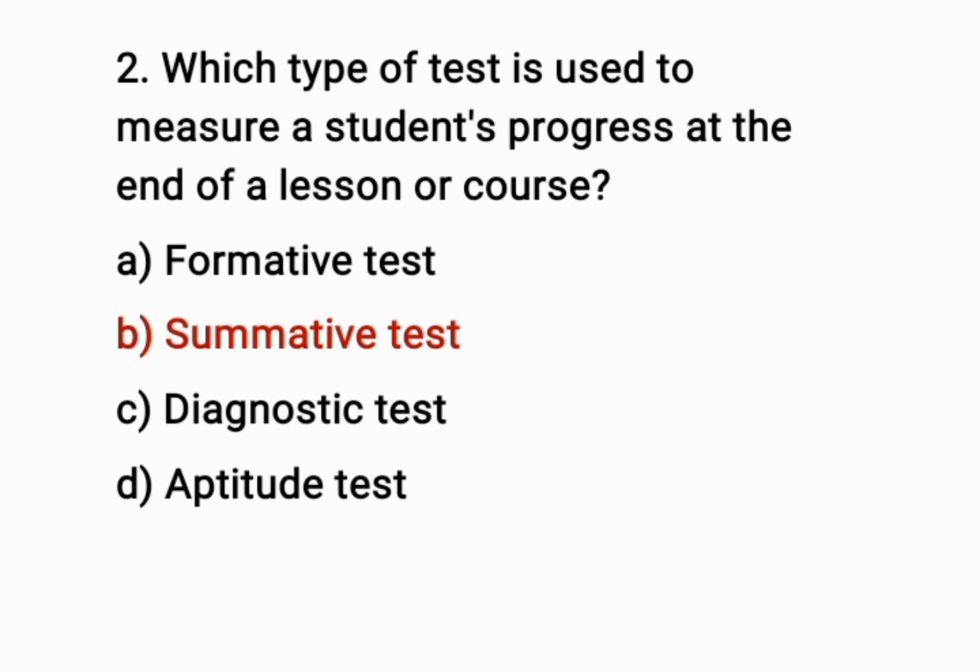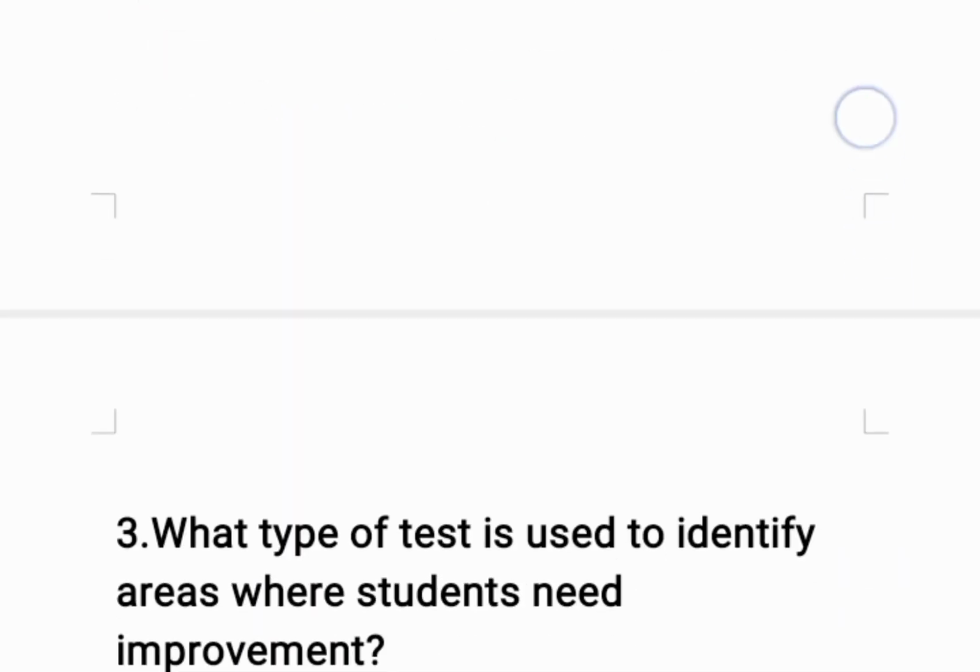Okay, question number 2. Which type of test is used to measure a student progress at the end of a lesson or course? The correct option is B. Summative test is used to measure student progress at the end of lesson or course.